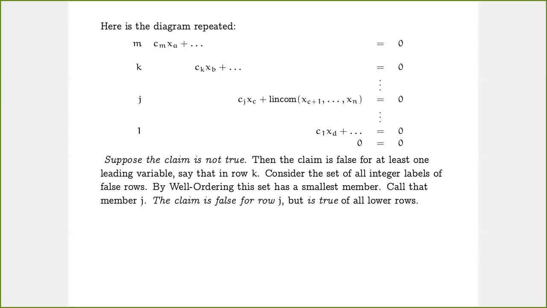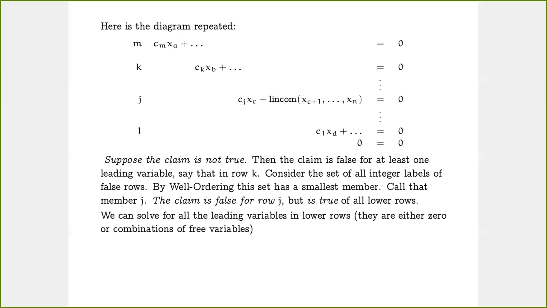Now consider the set of all the integer labels of false rows. We know there's at least one, K, and by well ordering, this set has a smallest member. Call that member J. So row J is the row that has a false statement that's lowest in this pattern. The claim is false for row J, but is true for all lower rows, meaning that for all the lower rows, any leading variables we can solve for in terms of free variables, which is what I say here. We can solve for the leading variables in the lower rows; they're either 0 or combinations of free variables.